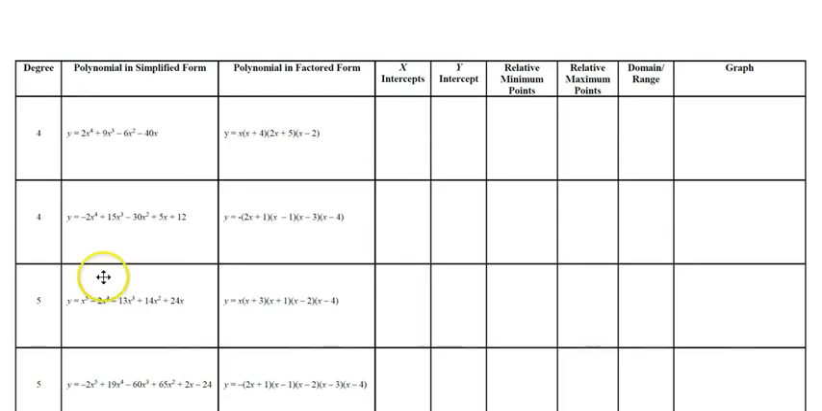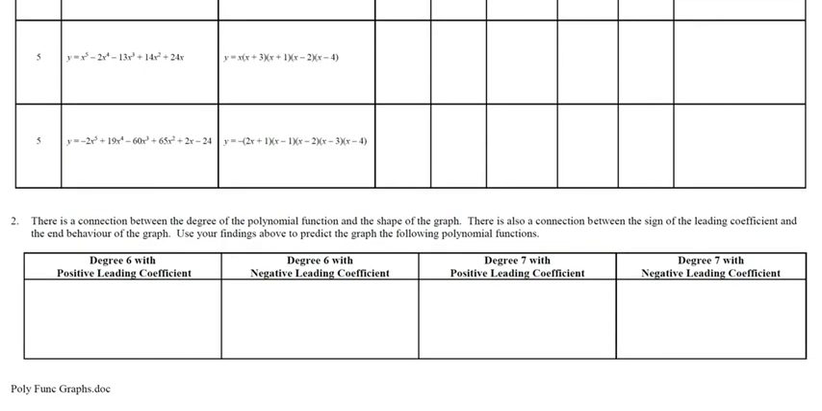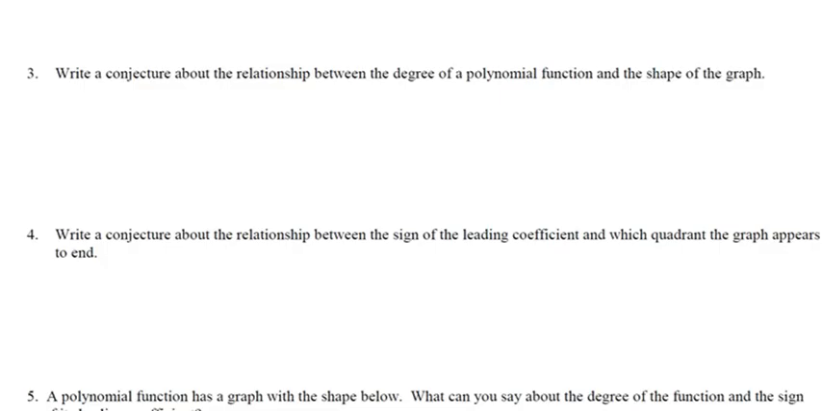And then it moves down somehow. And then you want to start to examine the connection between the degree of the polynomial and the shape of the graph, and the connection between the sign of the leading coefficient and the end behavior of the graph, and use your findings above to predict the following polynomials. So degree 6 and degree 7. Okay. Then it moves on. Write a conjecture about the relationship between degree and the shape, and a conjecture about the relationship between the sign of the leading coefficient and which quadrant the graph appears to end.